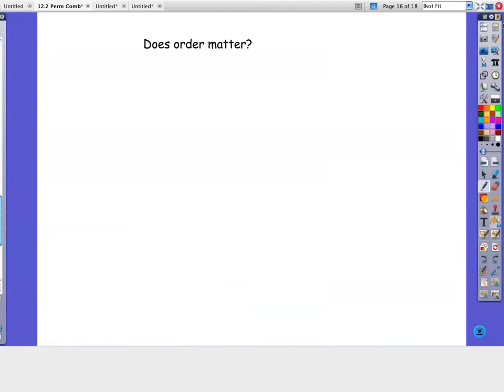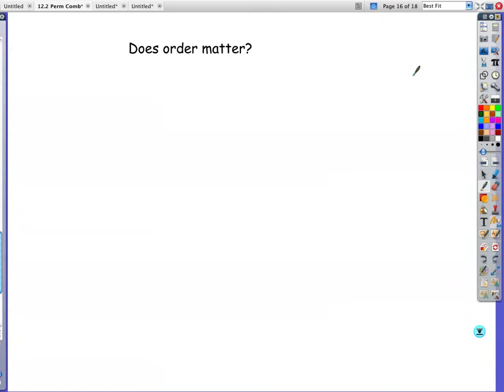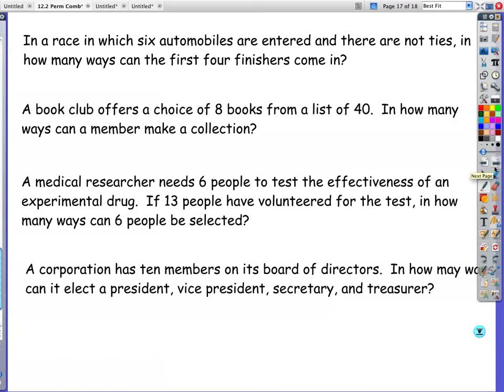Okay, I'm back for part 2. So we're going to look at these next questions and find out, does order really matter? When does order matter? When does order not matter? Because that's half our battle, is figuring out when to use a permutation and when to use a combination.